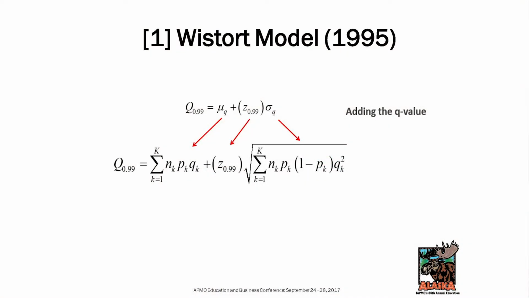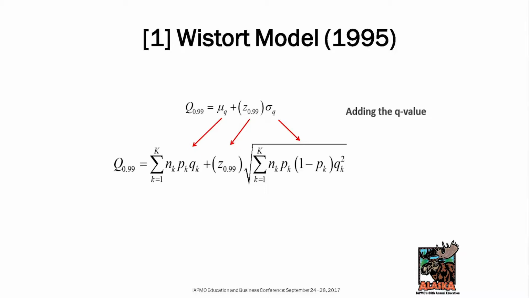So you have what you saw in the calculator template. You have the parameters right here: N, the number of fixtures, P, the probability of fixture use, and Q, the fixture flow rate, at the 99th percentile. So this is the normal distribution equation that will calculate the flow rate at the 99th percentile. And this is Robert Wistort's work. This was genius, and this will calculate the demand, the flow rate demand, at the 99th percentile.